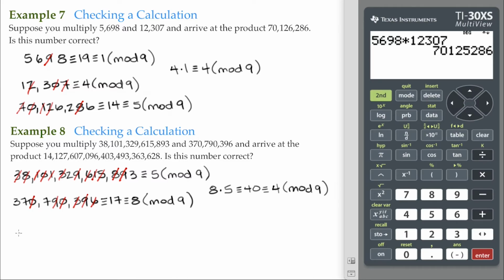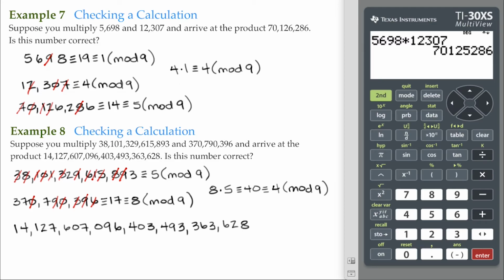So we'll try it. 14, 127, 607, 096, 403, 493, 363, and 628.